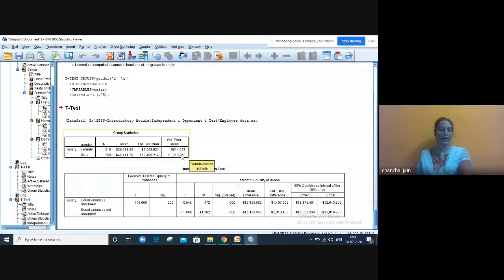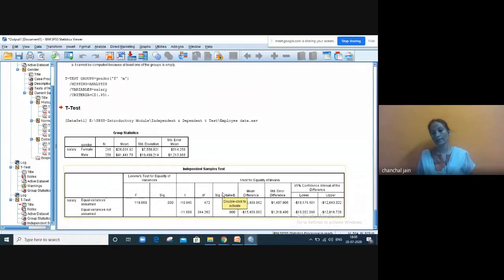And keep in mind one thing: standard error should always be less than the standard deviation, and the standard deviation should always be less than the mean value. So all these are perfectly matching the criteria. So this is the one thing.